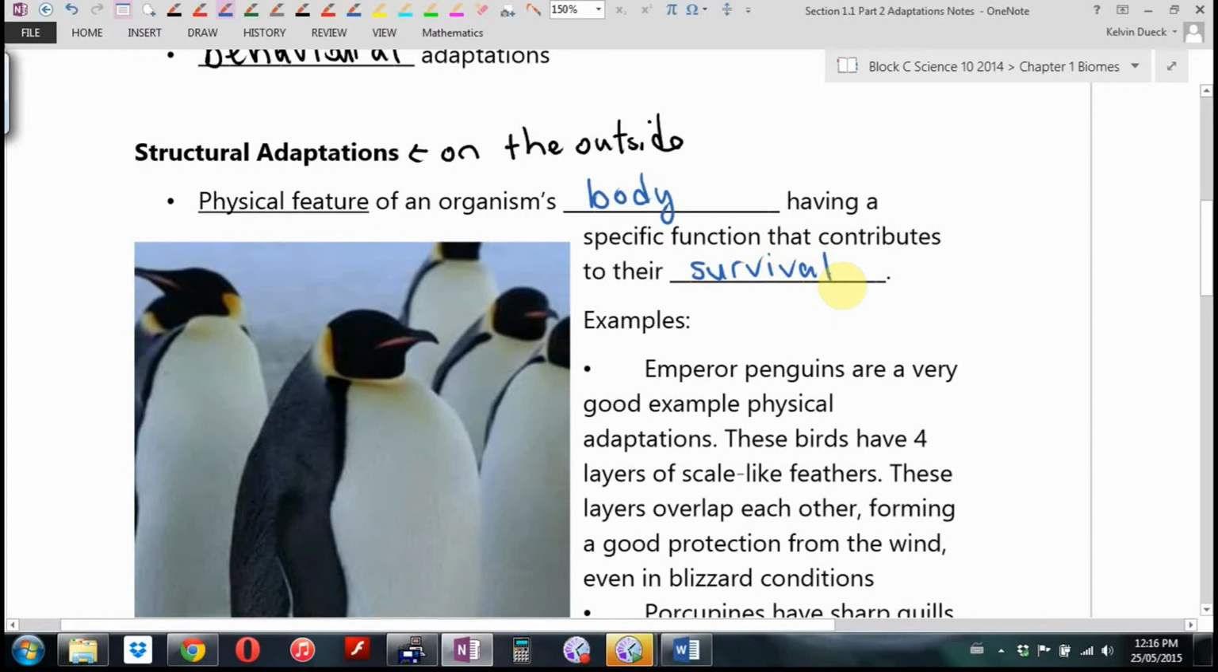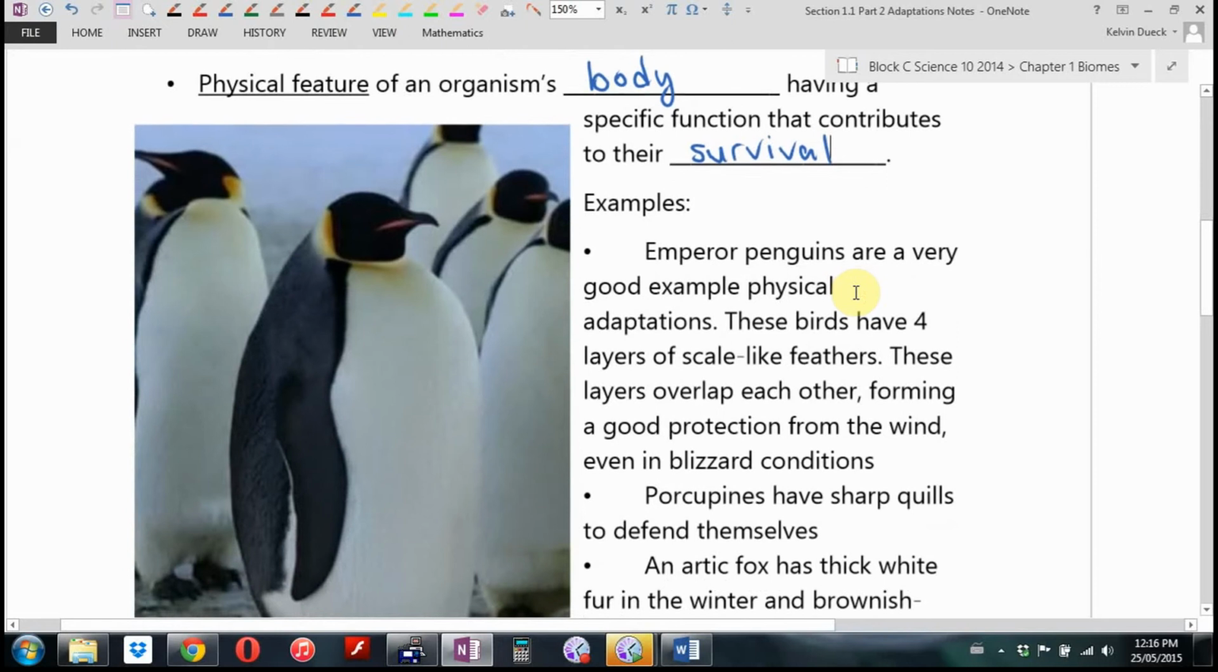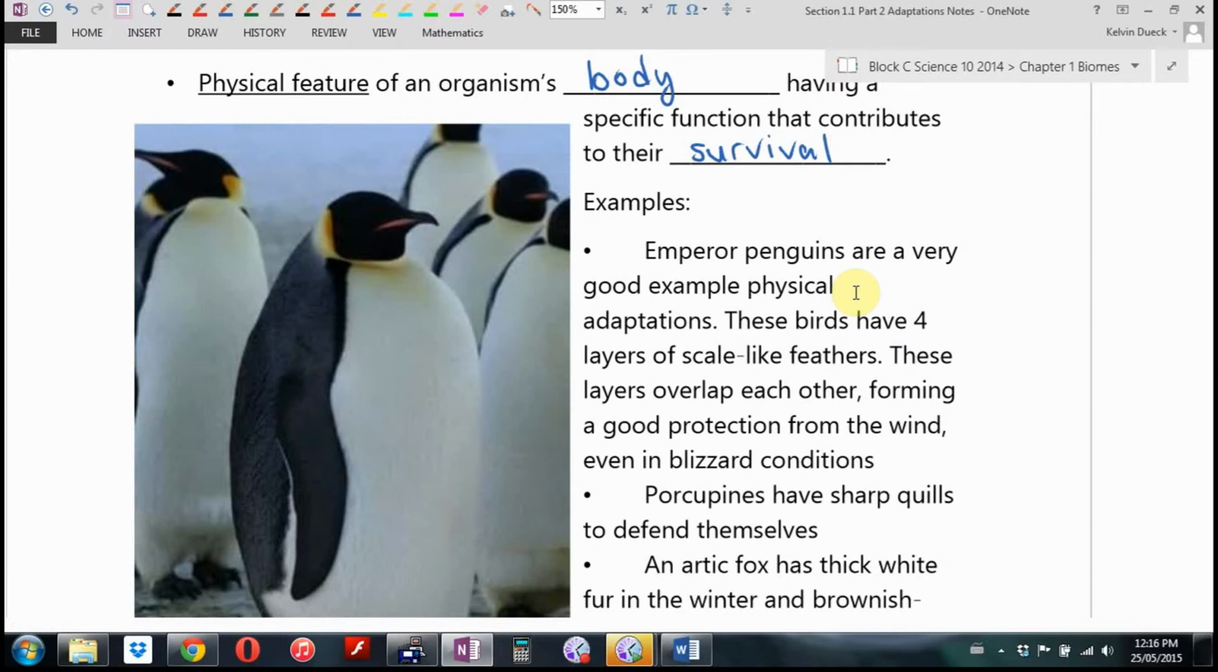Okay, good example, our favorite birds, penguins. Emperor penguins are a very good example. They have, first of all, on the outside, 4 layers of scale-like feathers. They are feathers, but since they swim a lot, they don't necessarily look like the kind of feathers that birds that travel through the air a lot have. These layers overlap each other, and these form a good protection from the wind, even in blizzard conditions.